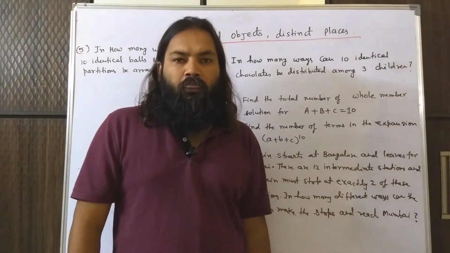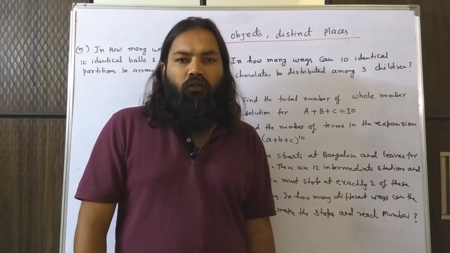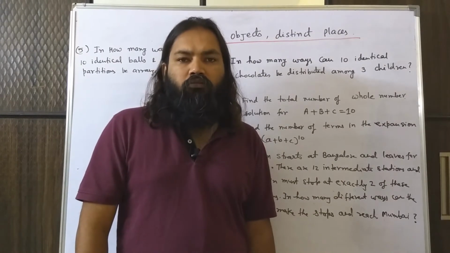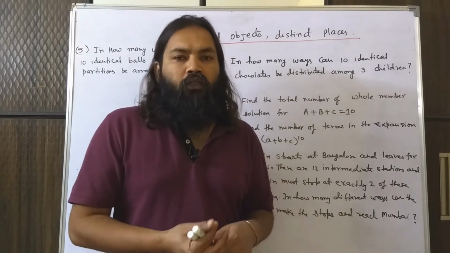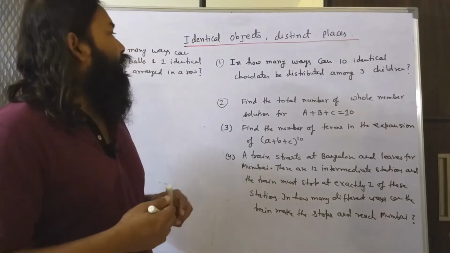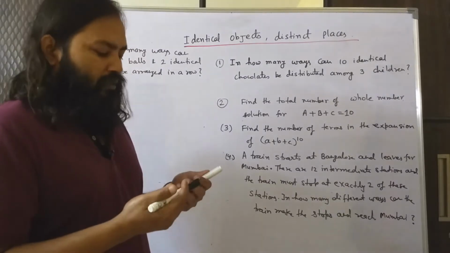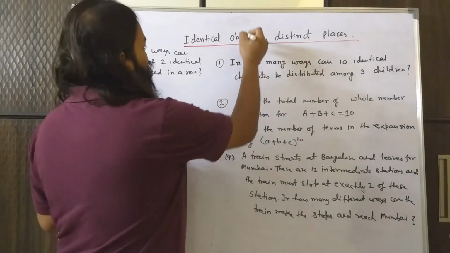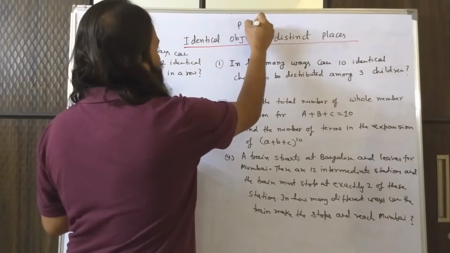Welcome friends. In this video we will learn about one of the very basic concepts of permutation and combination, and I have named the topic as distribution of identical objects and distinct places. Obviously it comes under permutation and combination.